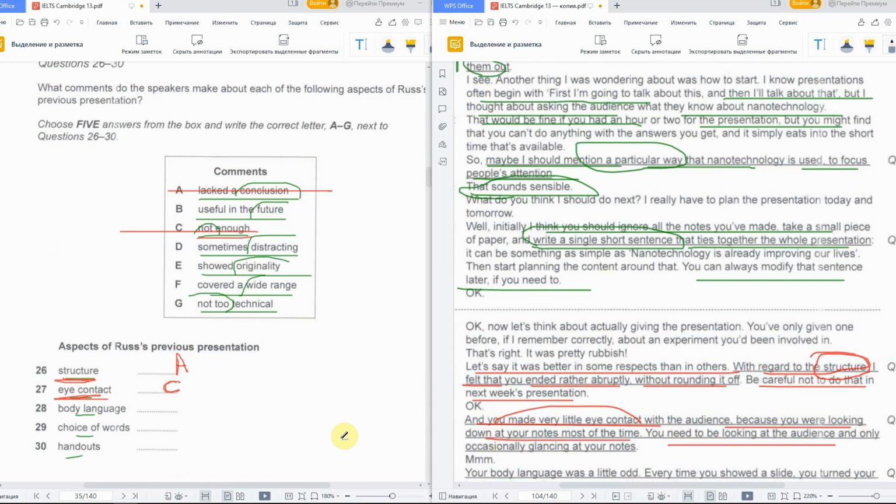Your body language was a little odd. Every time you showed a slide, you turned your back on the audience so you could look at it. You should have been looking at your laptop. And you kept scratching your head, so I found myself wondering when you were next going to do that, instead of listening to what you were saying. Oh dear. What did you think?